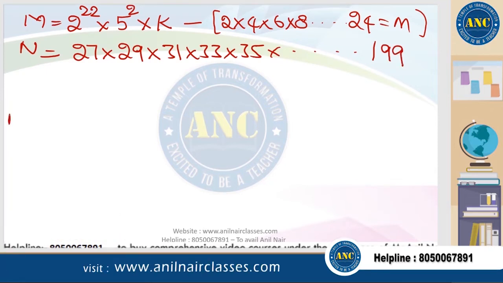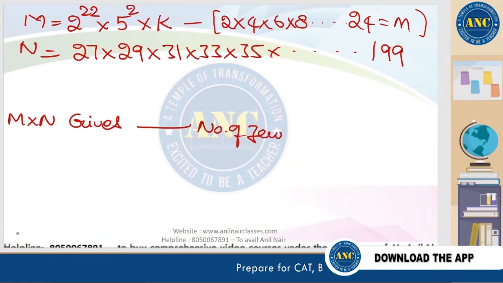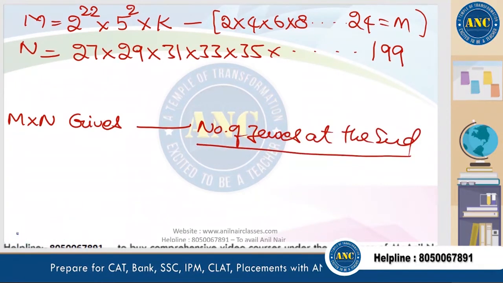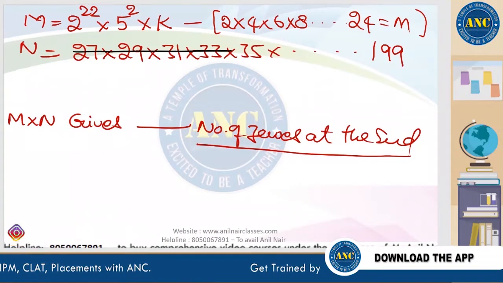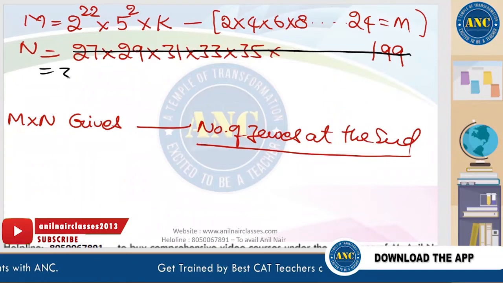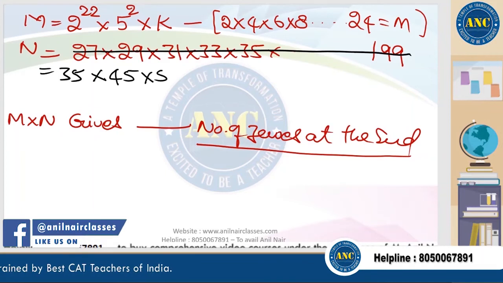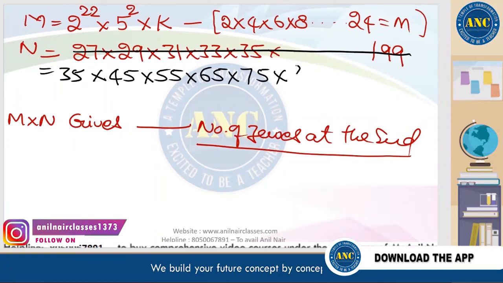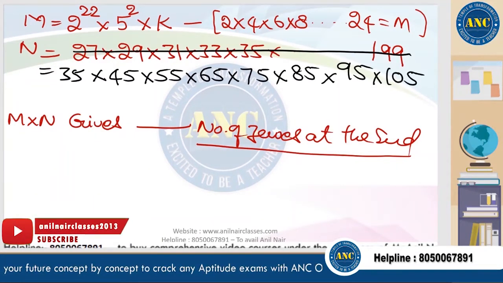What do we require? M into N gives dash number of zeros at the end. Number of zeros at the end means only 5 and 2 I require, that's all. So I will not take all this, only 5 I will take. 35. Next is 45. Next is 55. Next 65. Next 75. Next 85. Next 95. Next 105.